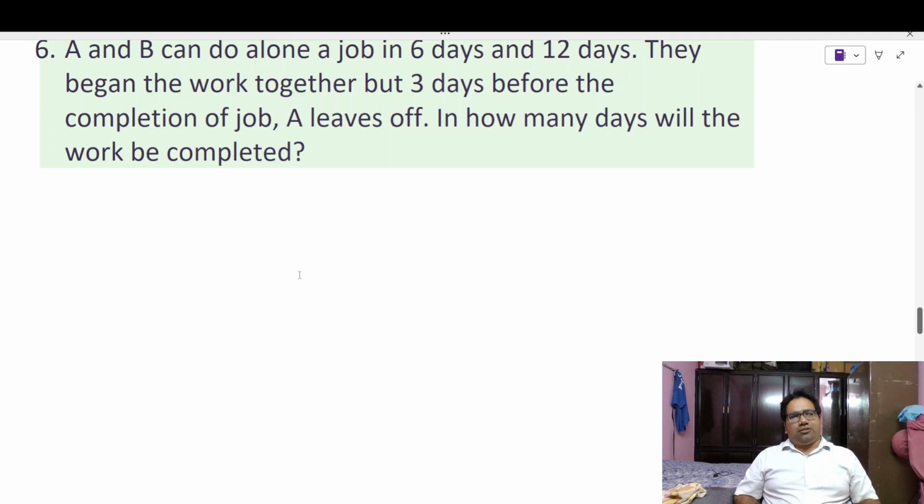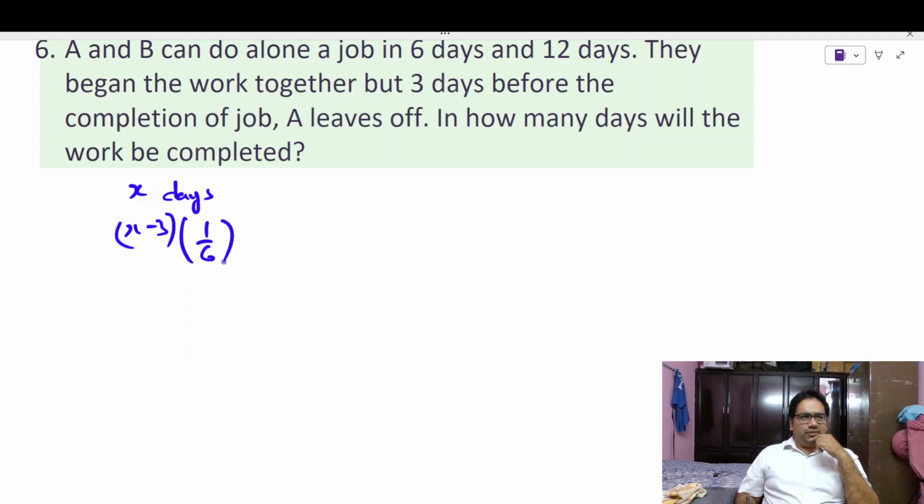A and B can alone do a job in 6 days and 12 days respectively. They begin the job, but 3 days before the completion, let's say the work is completed in X days. That means A worked for X minus 3 days, and daily he does 1 by 6. And B worked for X days, and daily B does 1 by 12. Right? This is A's contribution: X minus 3 into 1 by 6.